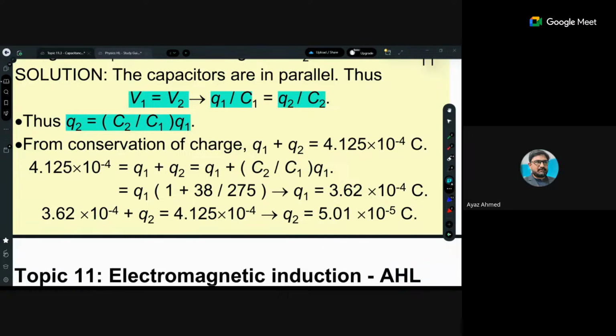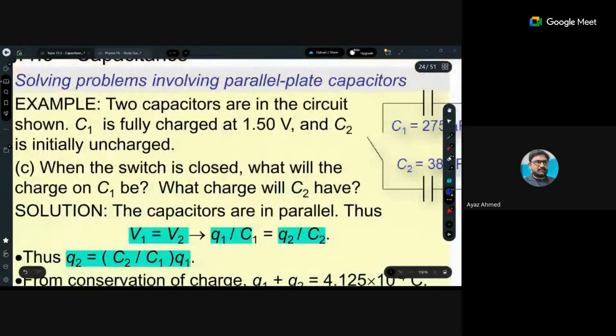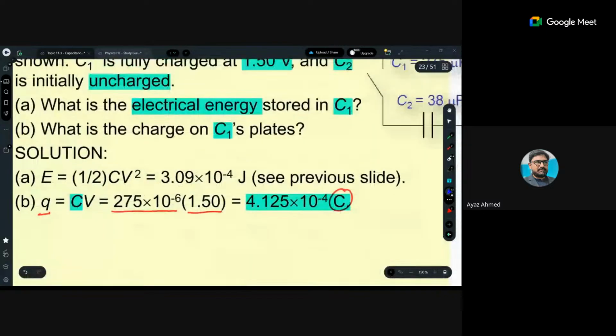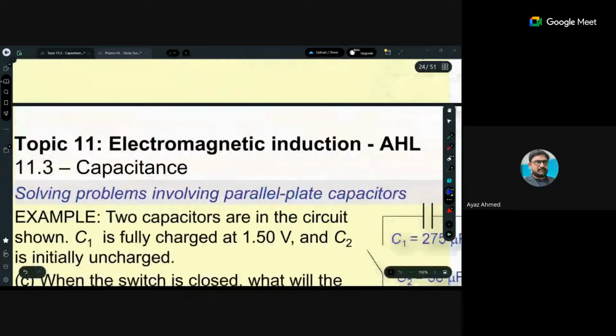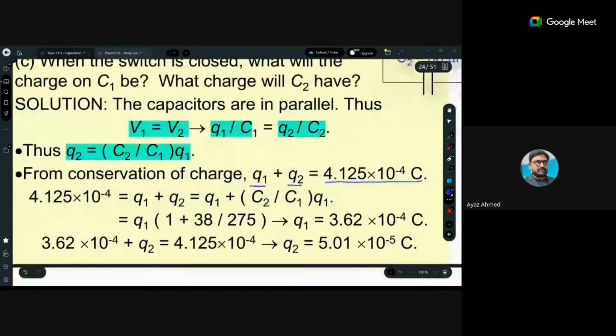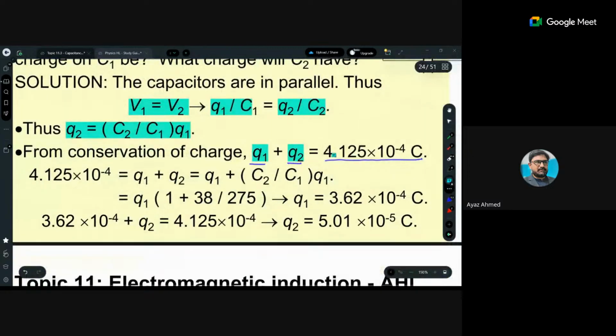So from this concept I would like to review the conservation of charge: the total charge is 4.125 into 10 to the power minus 4. How did I get this? Because both the capacitors are in parallel, both would have different charges, and the total charge is 4.125 into 10 to the power minus 4. So the total charge will be divided among two charges. If I add charge of 1 plus charge of 2, then I will get the total charge.